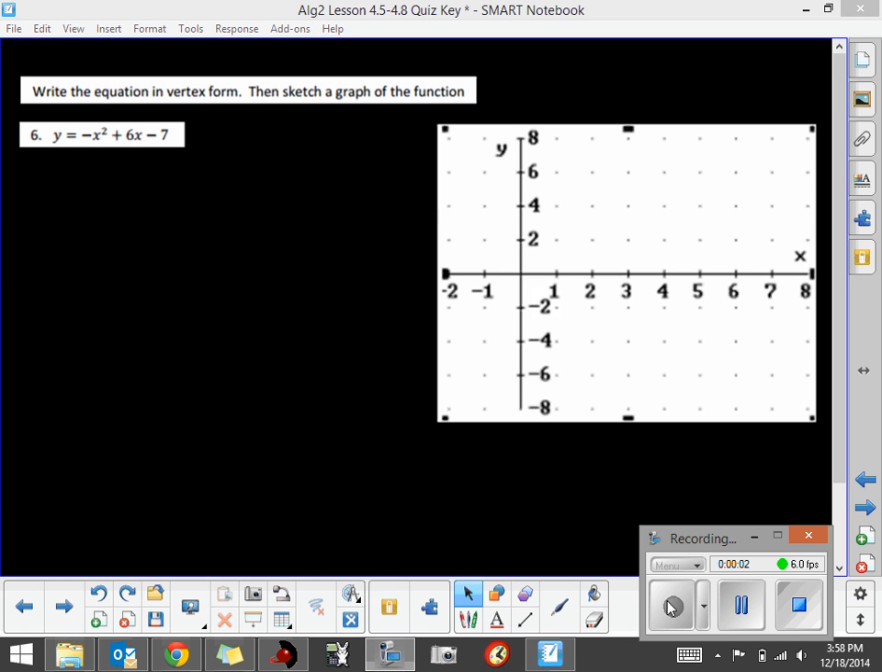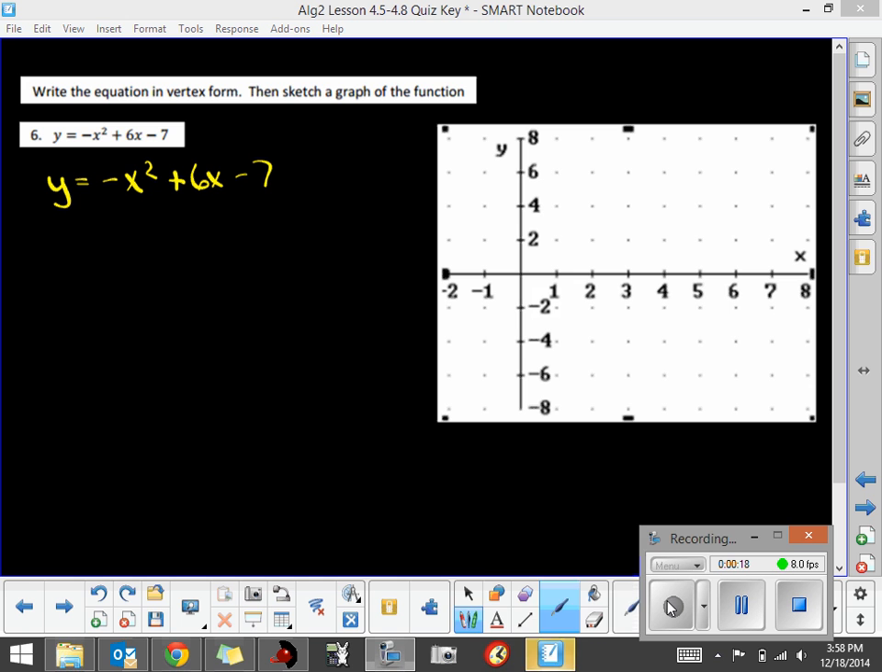In example number 6, we want to write the equation in vertex form, and then we want to sketch the graph of the function. So the first task we want to do is write this in vertex form. So I want to rewrite this just to give me a little operating room here: -x squared plus 6x minus 7.